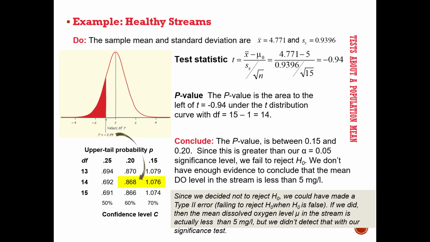Now, we did not reject H0. It is entirely possible that we could have made a type 2 error. That would be failing to reject H0 when H0 is false. Let's think about that in context. If we had made a type 2 error, then the mean DO level, mu, in the stream is actually less than 5, but we didn't detect that with our significance test.